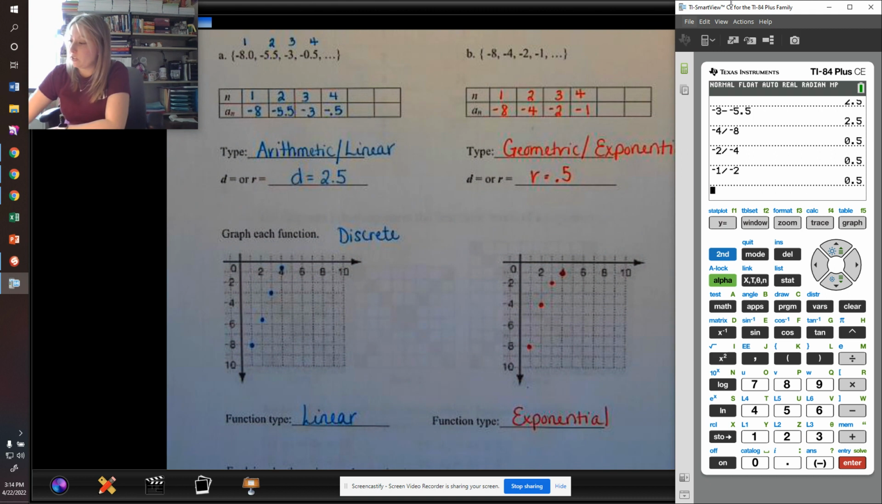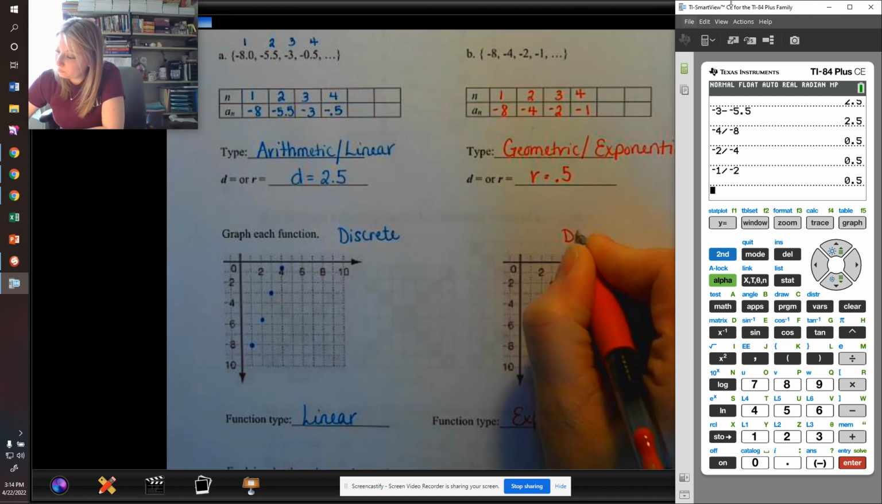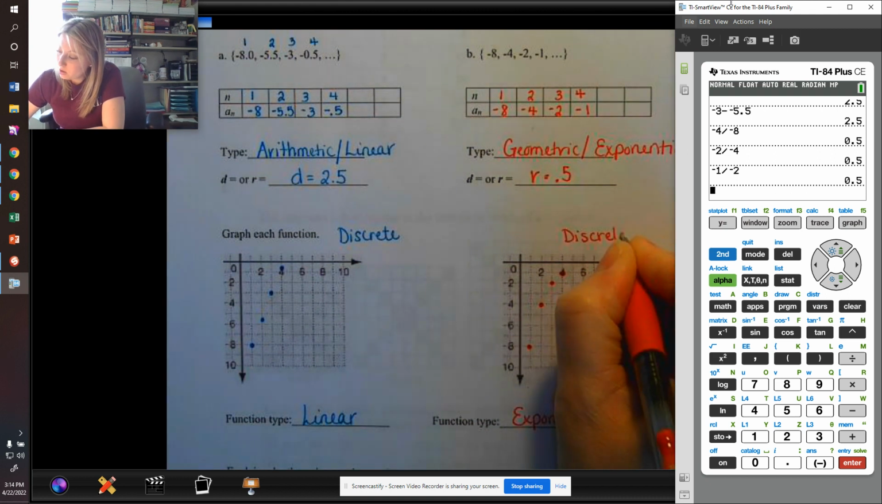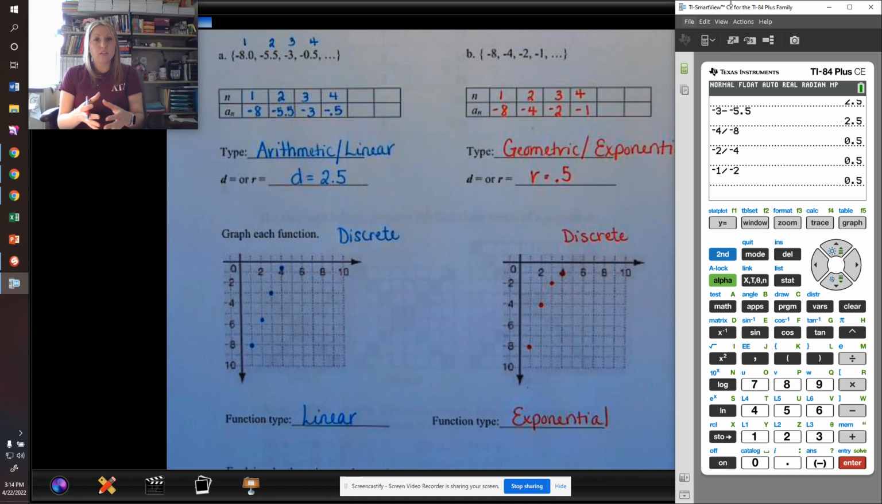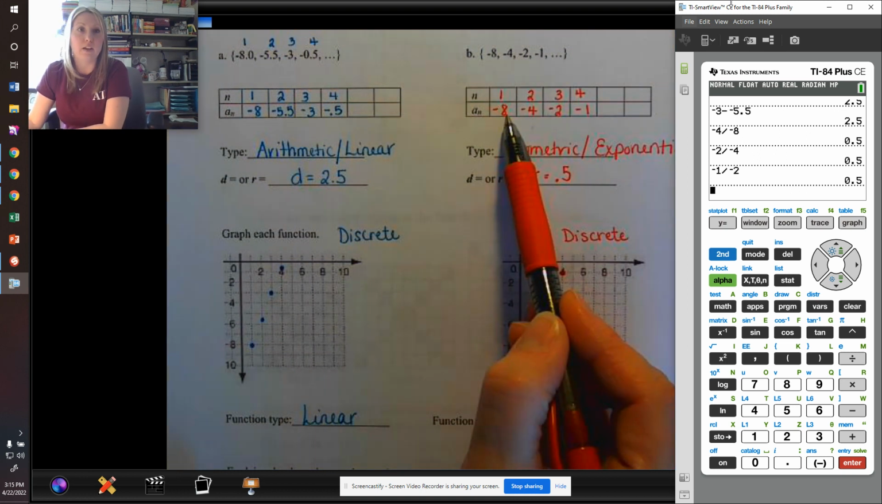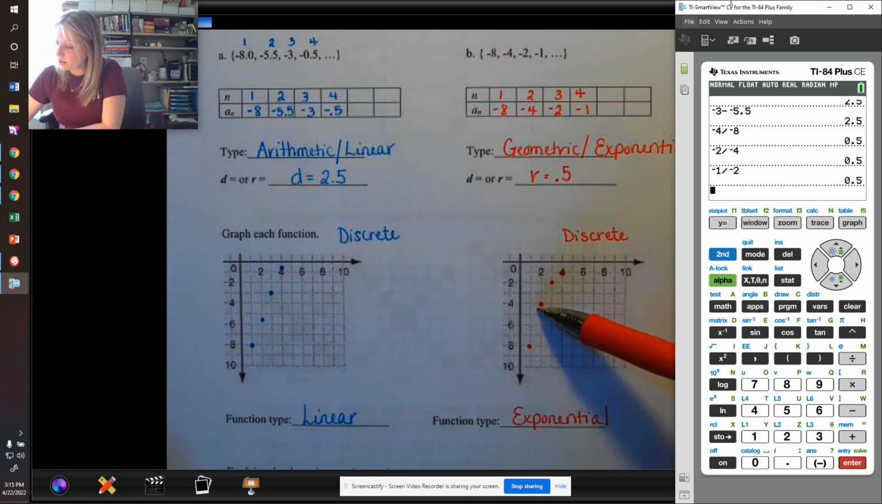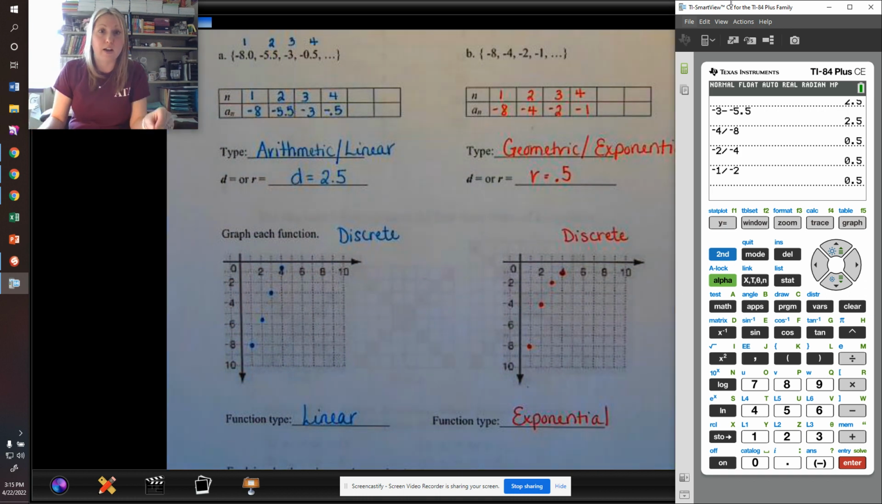And again, this is discrete because there are not going to be any more terms in between the terms we have. There are no terms between -8 and -4. So if I connected right here, I'm implying that there are terms in between those, and there are not, so we do not connect.